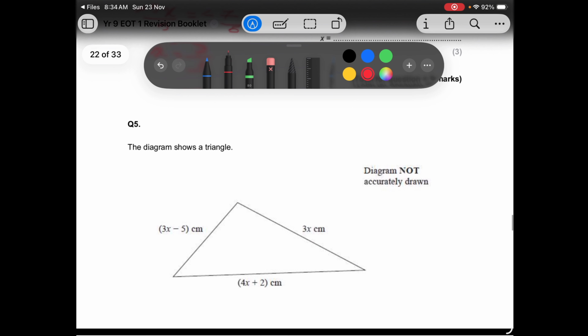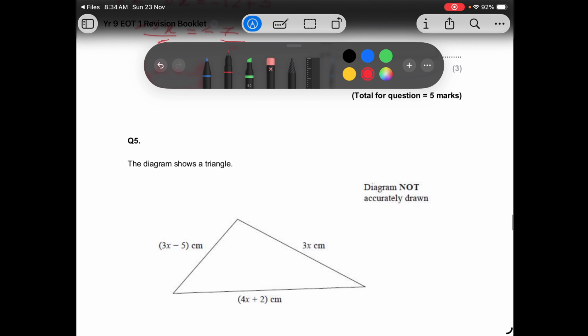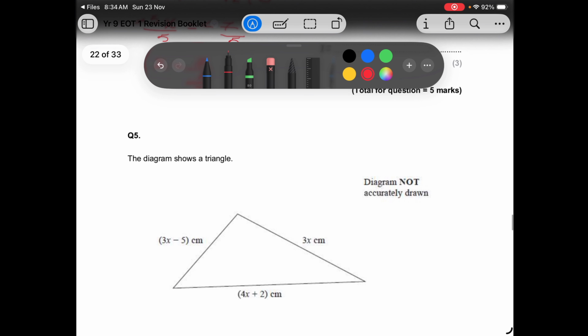Okay. Here, okay, the diagram shows a triangle.